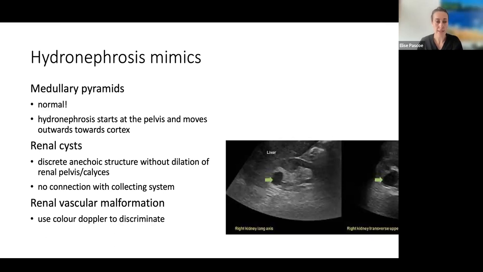Renal cysts are, again, a discrete anechoic structure that aren't associated with the dilatation of the renal pelvis or the calyces and don't seem to have any connection with the collecting system. And if you see discrete hypoechoic areas, that is why it's important to look in multiple views, in longitudinal as well as in transverse, to try and identify whether that's got any connection with the collecting system. But renal vascular malformations can also appear as hypoechoic areas, and you can use your colour Doppler to discriminate that from the collecting system.